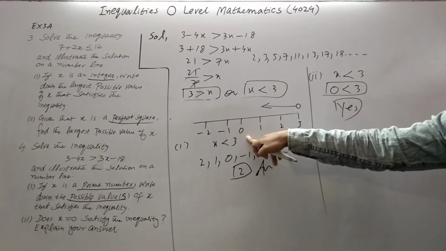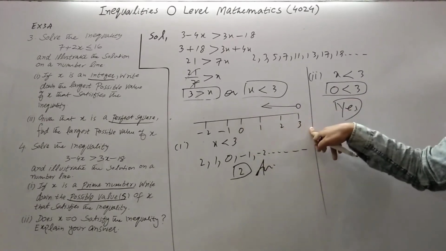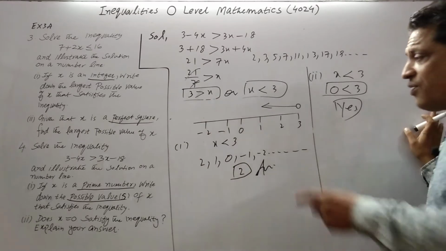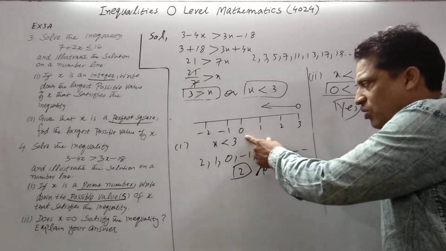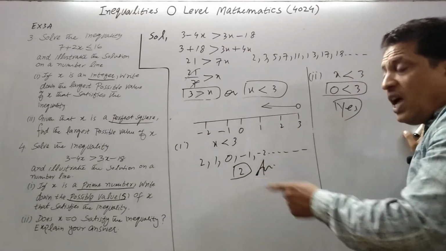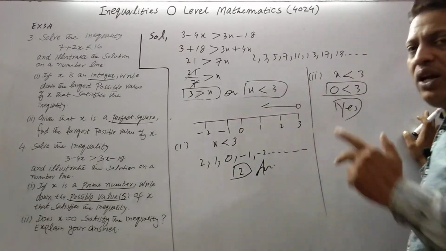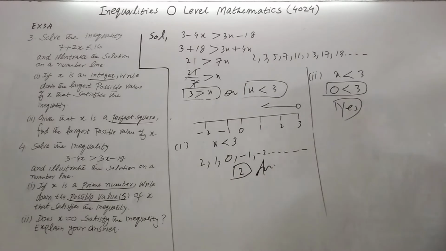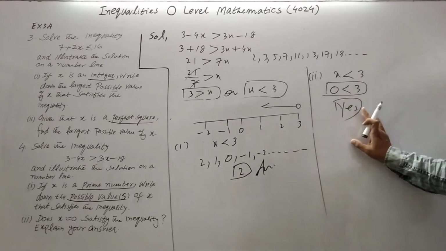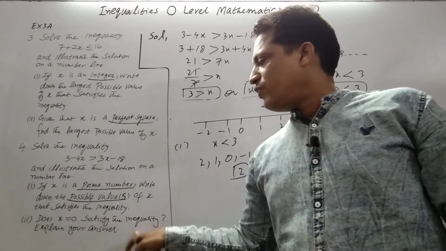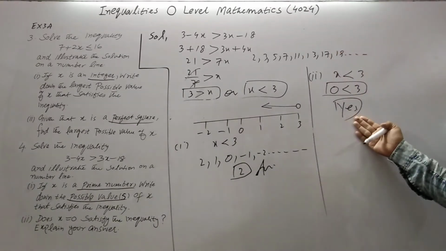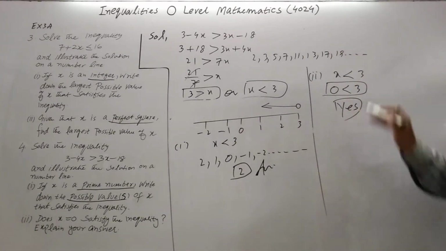Because this is 0, this is 1, this is 2 and this is 3. All numbers on the right side of 0 are always greater than 0, and all numbers on the left side of 0 are less than 0. So, does x equals 0 satisfy the inequality? Yes. So this is our answer.